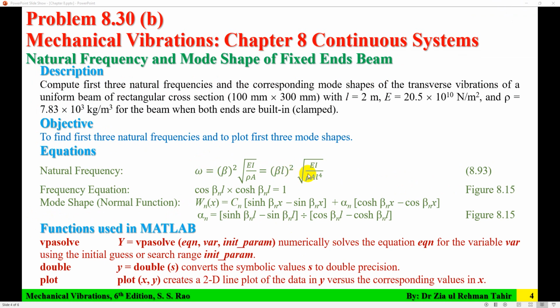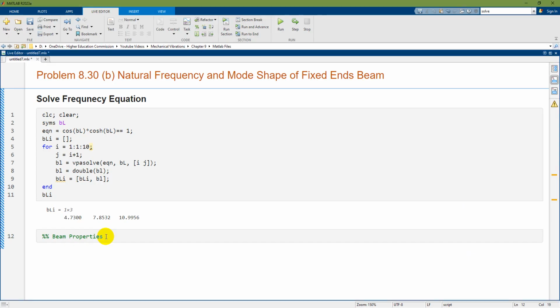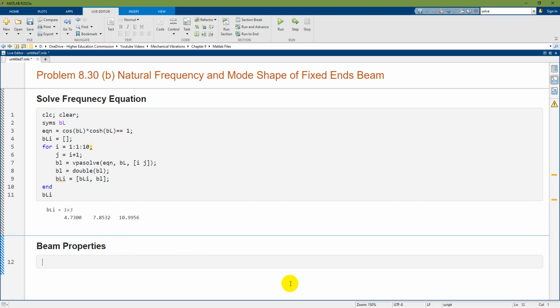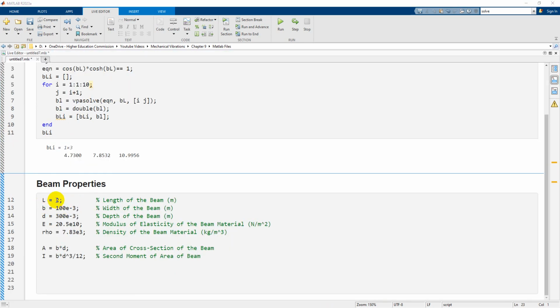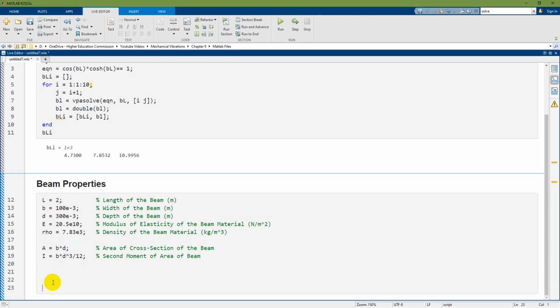I'm going to use omega equals BL squared times the square root of EI over rho A L to the power 4. First, in MATLAB I need to input the beam parameters and then compute A and I. I am going to add the next heading as beam properties, and then add all the beam properties here: length as 2 meter, width as 100 millimeter, depth as 300 millimeter, E as 20.5 times 10 to the power 10, rho as 7.83 times 10 to the power 3. Then area is B times D, and I is equal to B times D cubed over 12. These are the beam properties I have added.